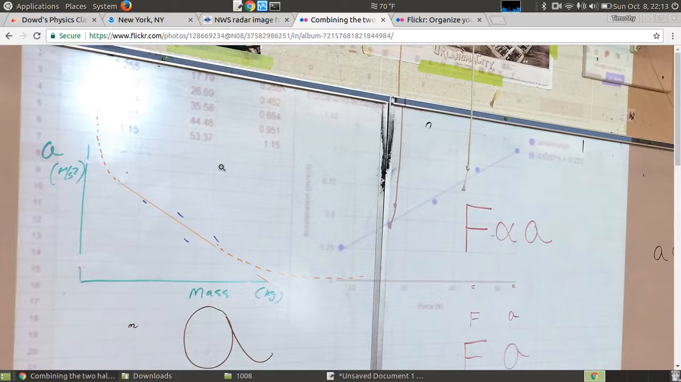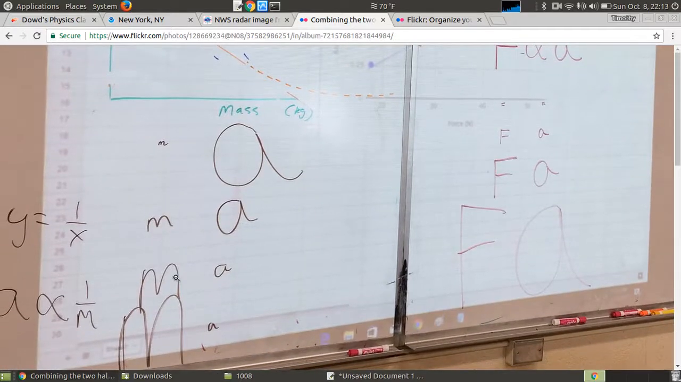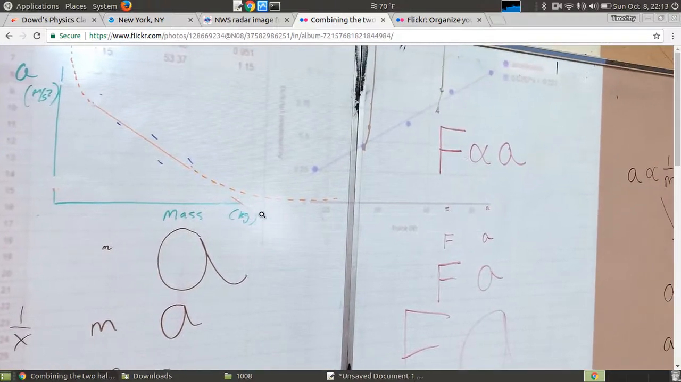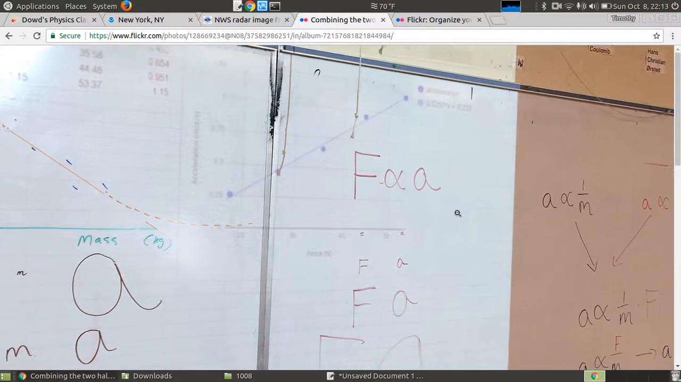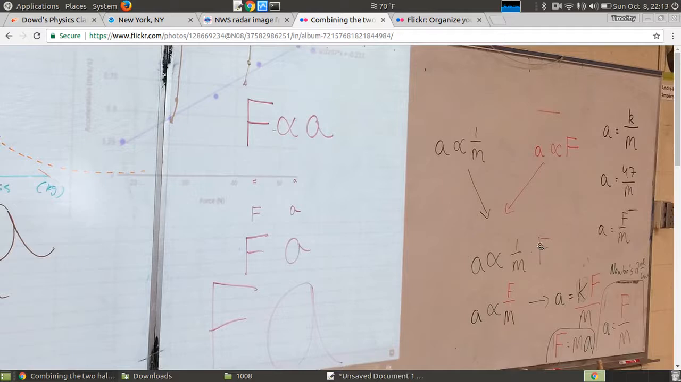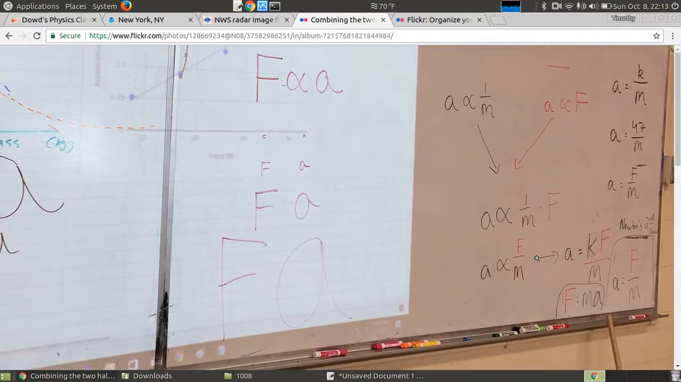So we have our two graphs. One is showing us that as mass gets bigger, acceleration gets smaller. So acceleration is proportional to 1 over m. One is showing us that there's direct proportionality. As force gets bigger, acceleration gets bigger. So if we combine those two ideas, we end up with the idea that acceleration is proportional to 1 over mass and force. So acceleration is proportional to force divided by mass.